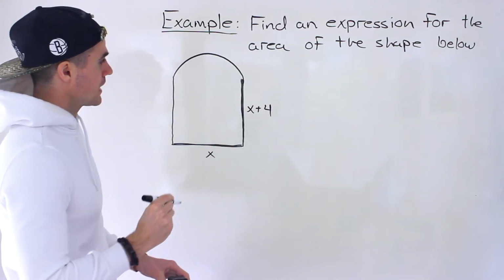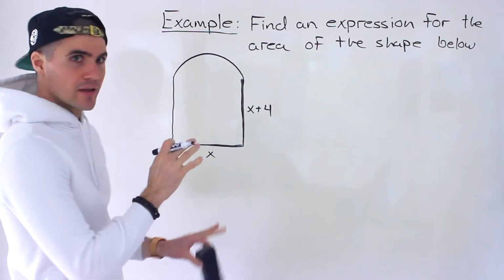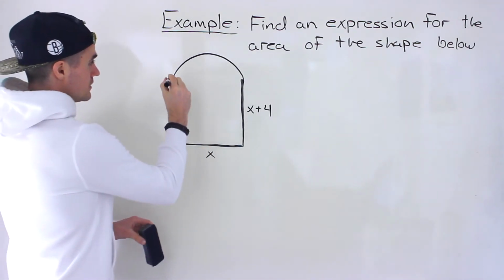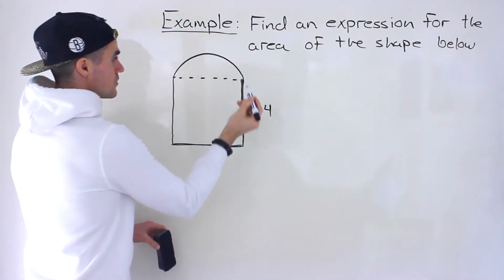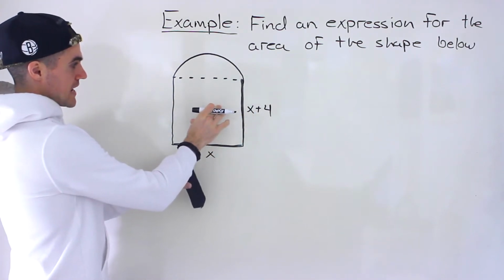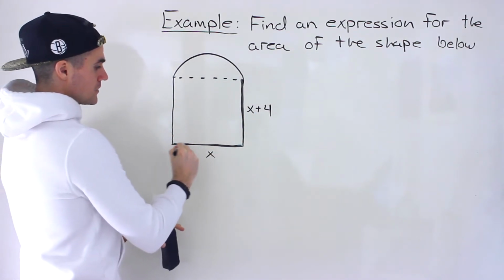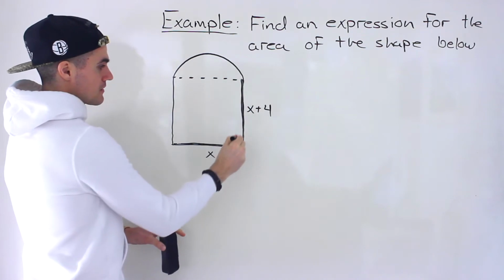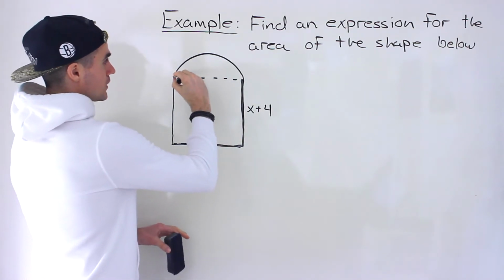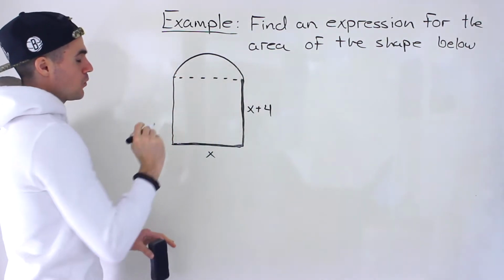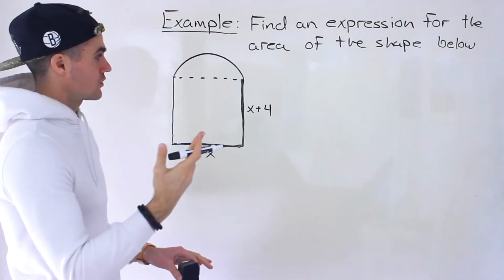Now notice that we can actually split this shape up into two separate shapes. So we could split it up into a rectangle, right? This is a rectangle because this has a different length than this. And then notice over here, we're dealing with a semicircle.